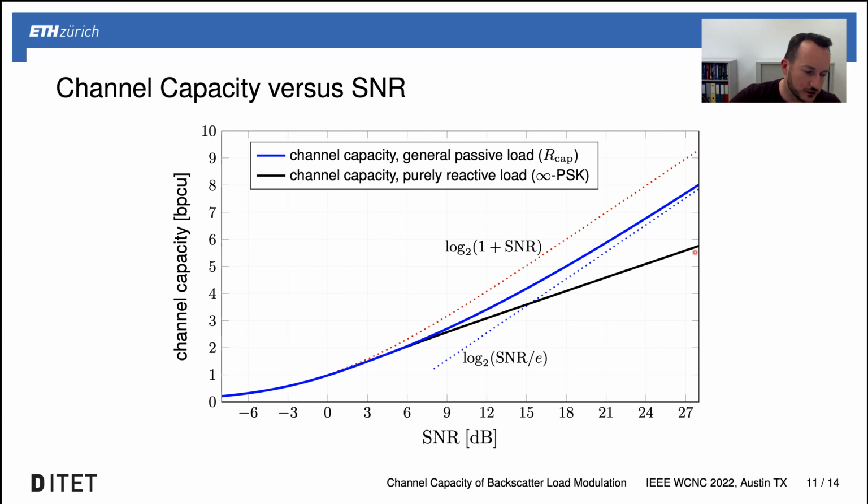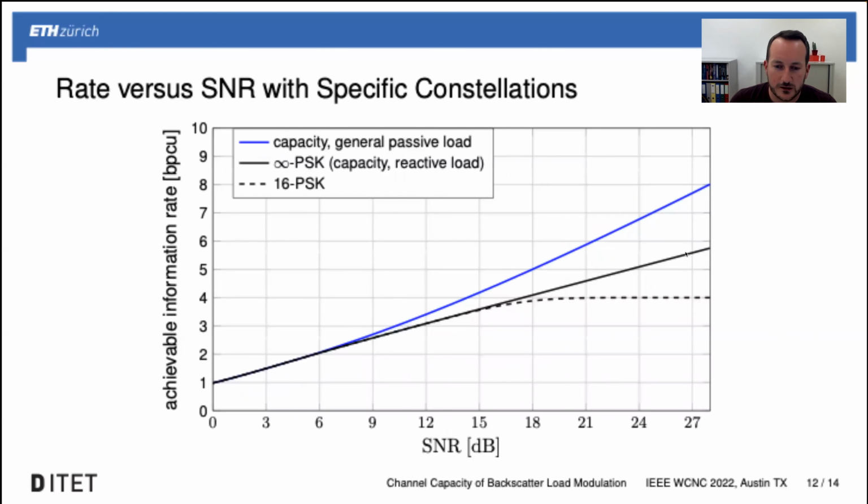All right, that was a lot of information theory. Now let's look at some practical alphabets. We can get arbitrarily close to the black curve, to the reactive capacity with phase shift keying. So like with 16 PSK, we are very close until we max out at 4 bit per channel use. With 64, we would get closer up until this point here. And so that's nice, but not so satisfying. We want to get closer to capacity, of course.